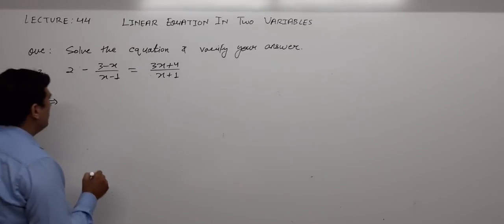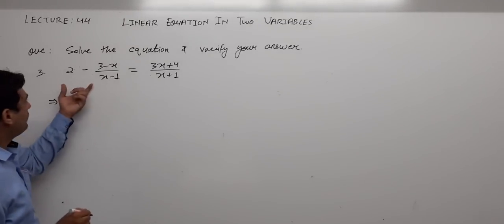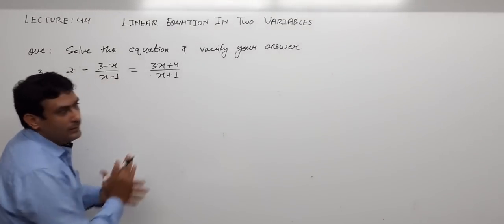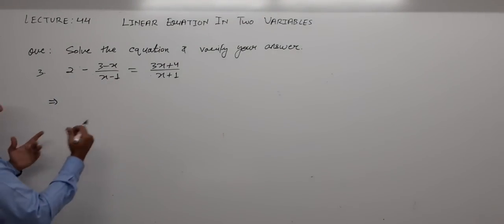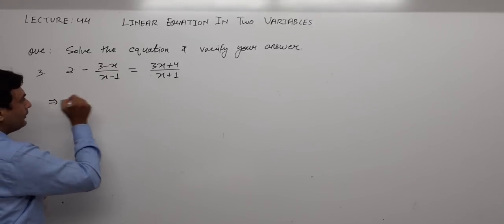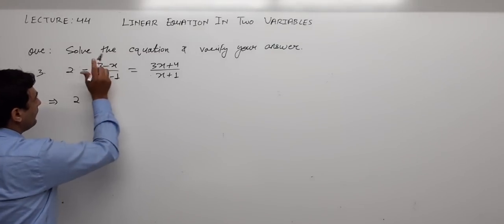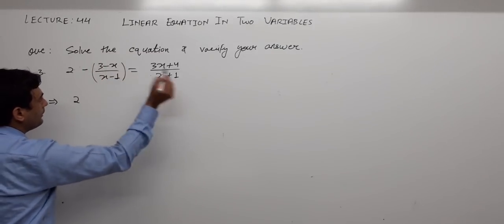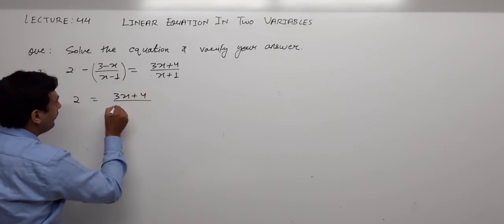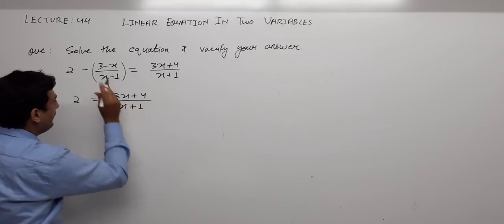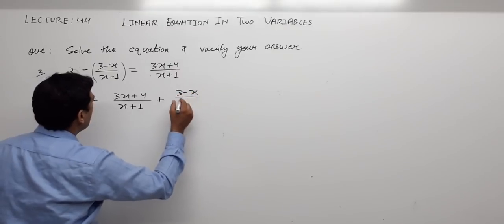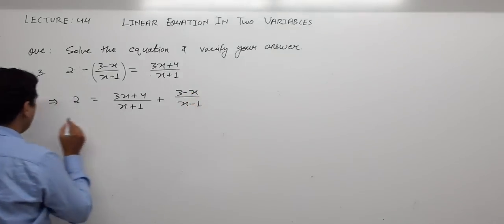Here there are more than one way. Either I have to directly take the LCM, or I can take this term containing x on the right hand side, and then by solving further I will get the answer. So I am doing the same thing. I am taking this complete quantity on the right hand side. So this will become (3x plus 4) upon (x plus 1), and when I take this on the right hand side, this will become (3 minus x) upon (x minus 1).